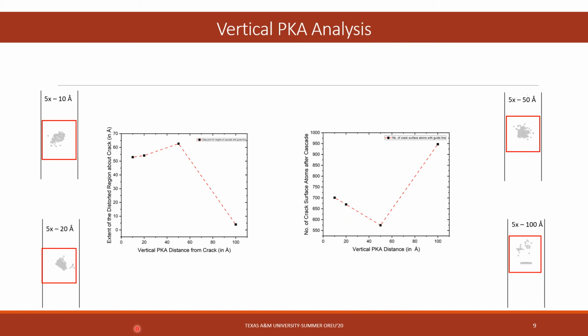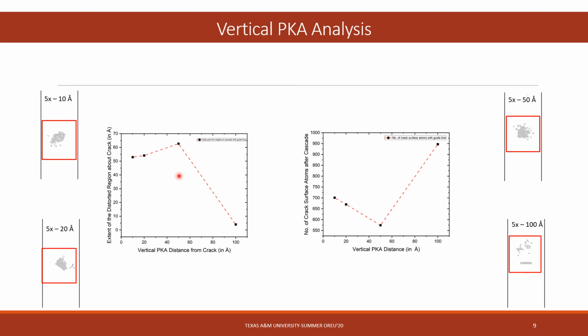On this slide, I have 4 pictures with red squares around it. Those are the snapshots of the distorted regions at the end of 15 picoseconds for each test run. I found that with increasing PKA distances, more and more stacking is favorable because at lower distances, it's very easy for the crack to be filled by the displaced atoms, so there is not as much stacking.